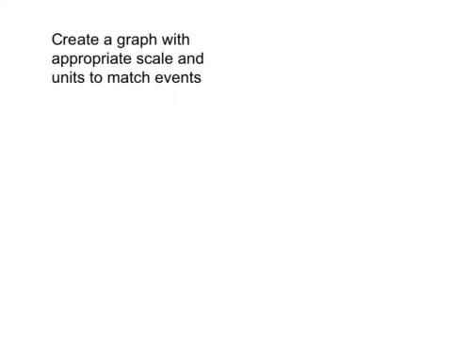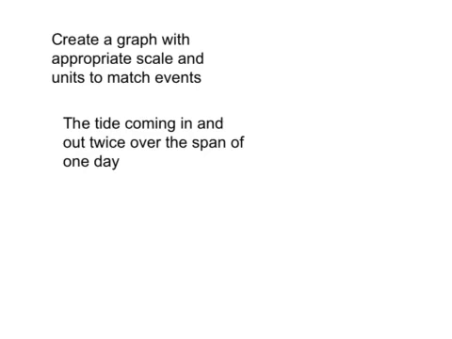For your homework, you are going to make a graph with an appropriate scale and appropriate units matching the following events. There will be one graph, each with XY axes, fully labeled for each event. The first graph you'll do is a graph of the tide coming in and out over the span of one day. Start your graph mid-tide and call that point 0 on the y-axis. Time always will go on the x-axis. Remember, this is over the span of one day.